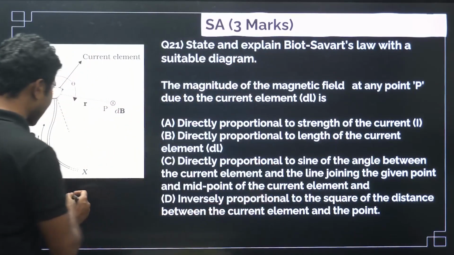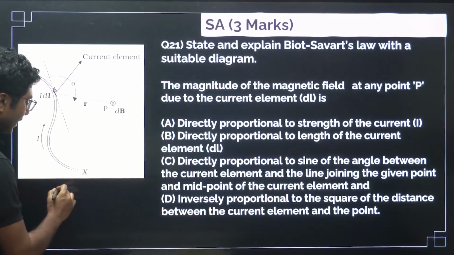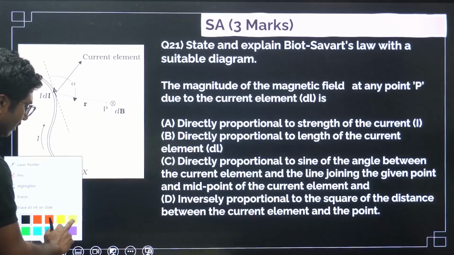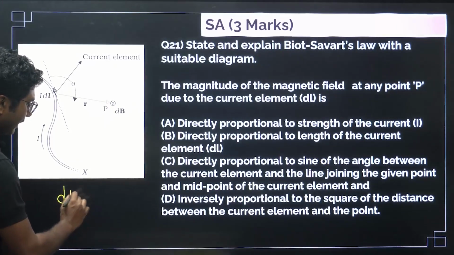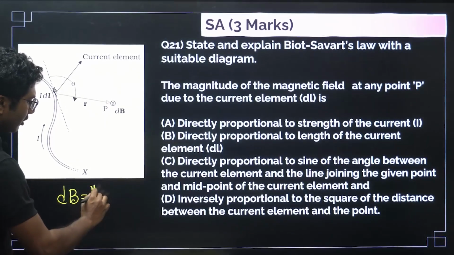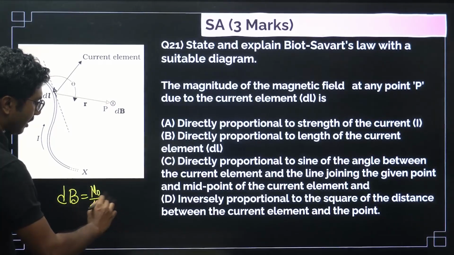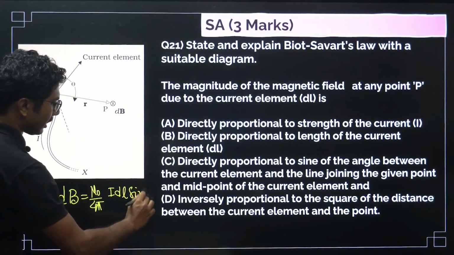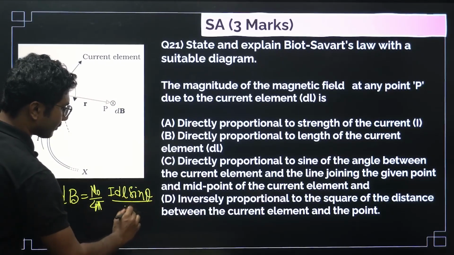Some people just write the mathematical form. Now, mathematical form is optional. If you are writing the formula correctly, you may not need to write the mathematical form. dB is equal to mu naught by 4 pi I dl sin theta by r square.